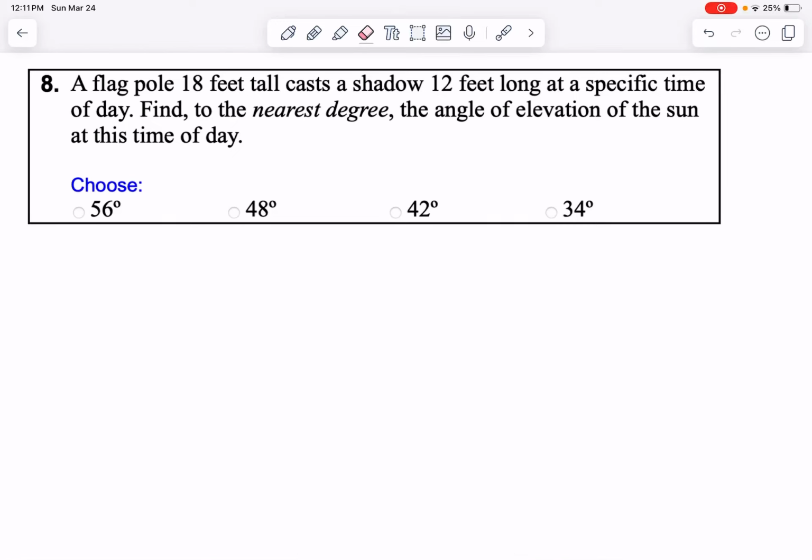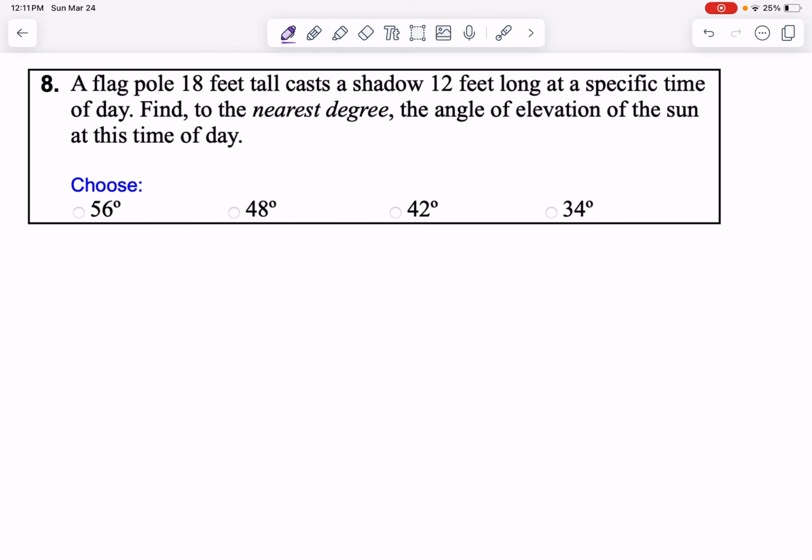So today we're going to be looking at how to find a missing angle using right triangle trigonometry. So let's go ahead and read this problem. It says a flagpole 18 feet tall casts a shadow that is 12 feet long. At a specific time of day, find to the nearest degree the angle of elevation of the sun at this time. So let's go ahead and draw this out.